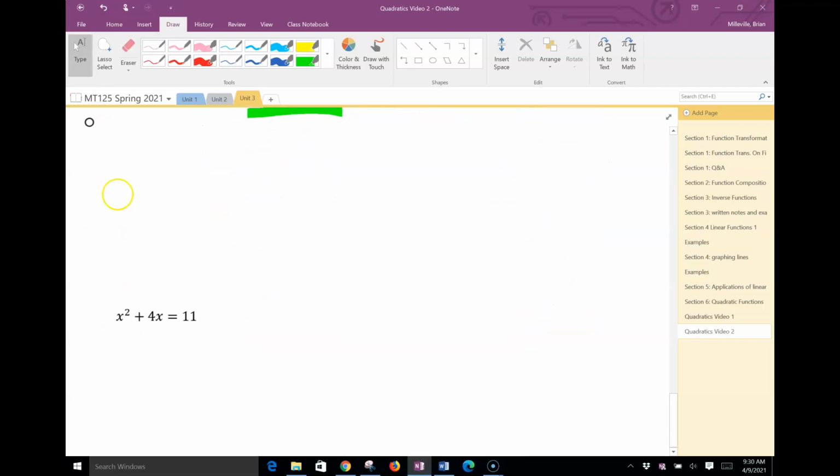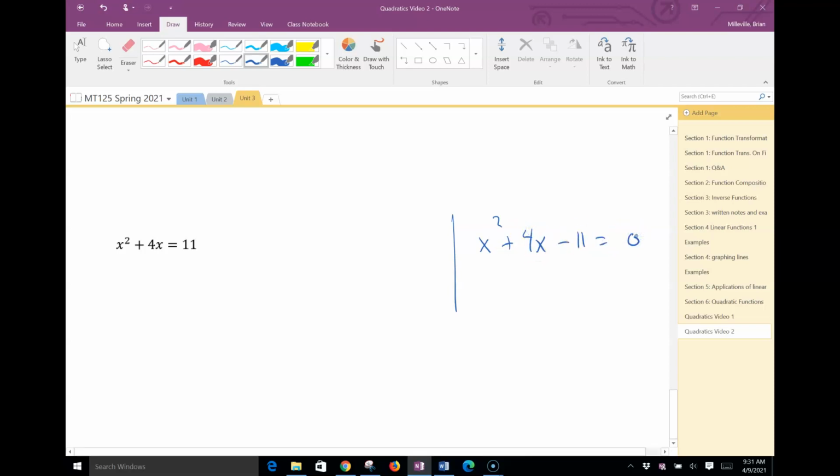All right, so next example we're going to do x squared plus 4x equals 11. I'm just going to mention if you tried to solve that by factoring, you'd have to subtract 11 from both sides, and then we would have x squared plus 4x minus 11 equals 0. It does not factor though. There are no factors of negative 11 that add up to positive 4. So it's not factorable.